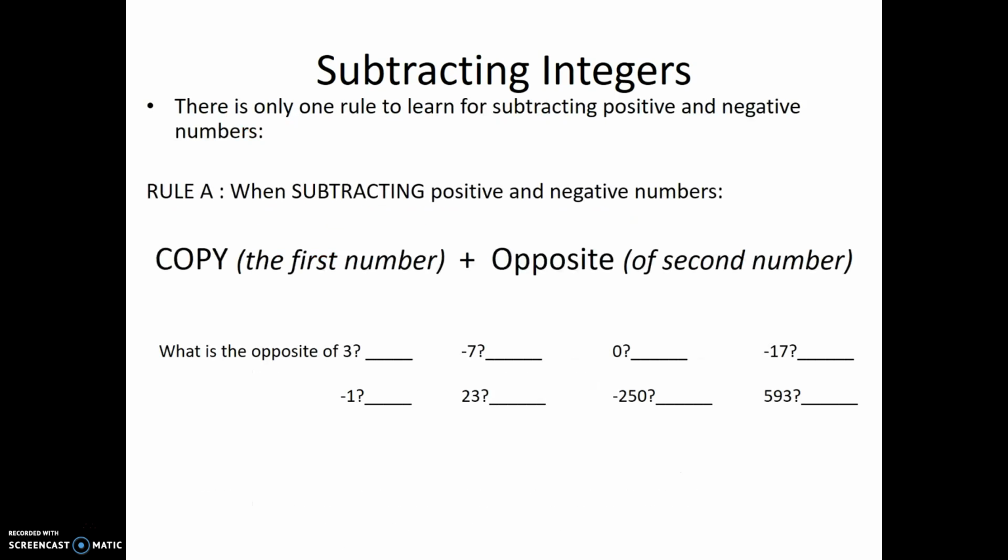Okay, so let's see how that works. There's only one rule to learn for subtracting positive and negative numbers. When subtracting positive and negative numbers, you're going to copy the first number, you're going to change the subtraction sign to an addition sign, and you're going to write the opposite of the second number. So you're not flipping it. We're not taking the reciprocal like in multiplication and division with fractions. We're just taking the opposite.